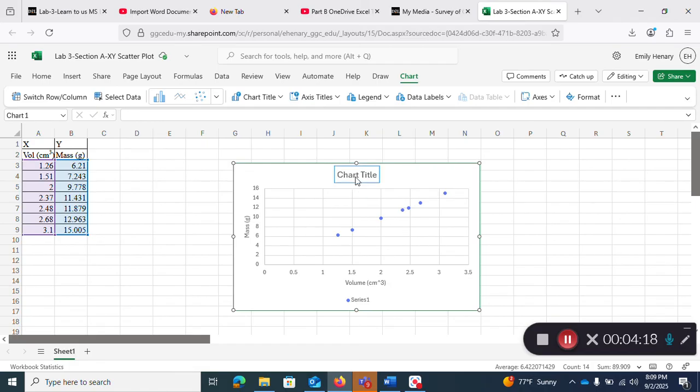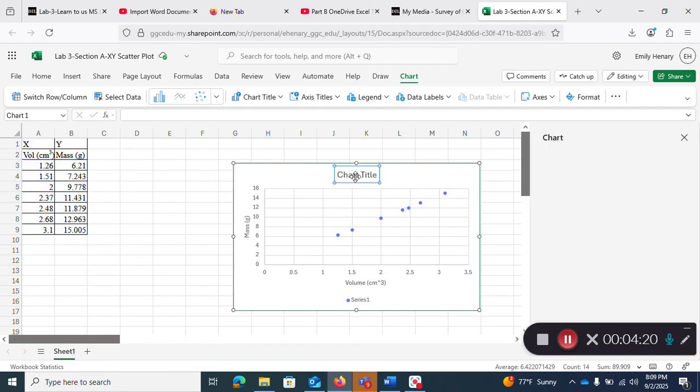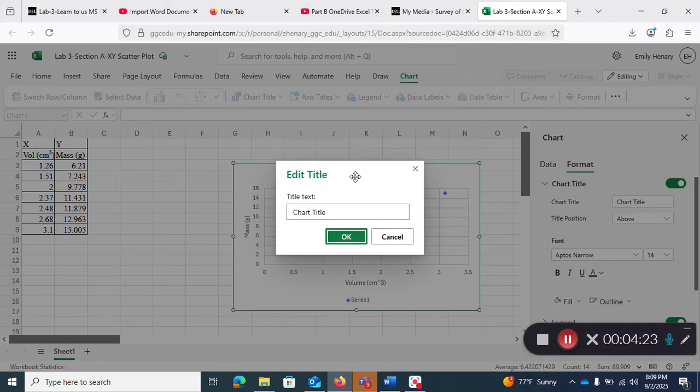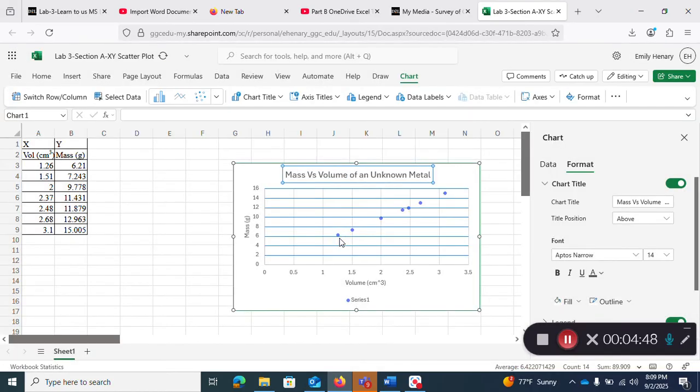And the chart title should represent what was given in the y-axis versus what's given in the x-axis. So the y-axis here is mass, so that should be labeled mass versus volume. You can add of an unknown metal just to make it relevant to our tested experiment. Then we're gonna add more formatting to these points.